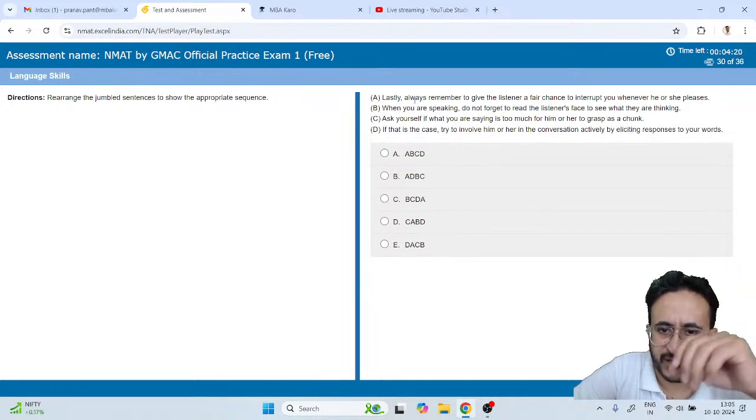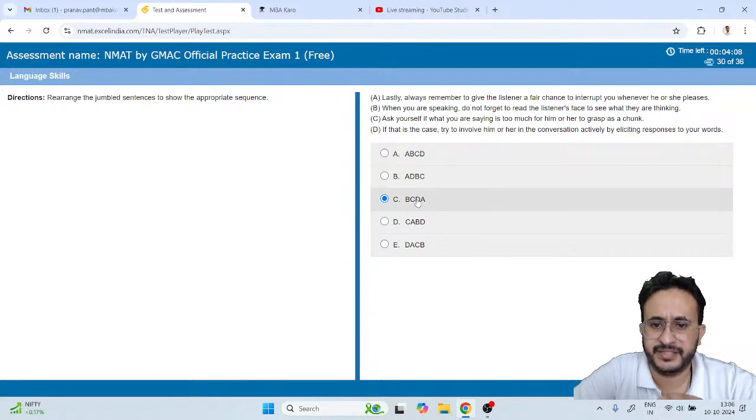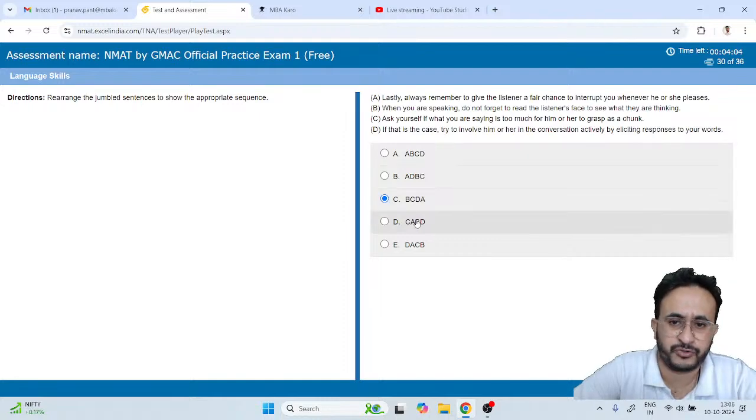Lastly, always remember, lastly should come last, ideally. But let's check. When you are speaking, do not forget to read the listener's face, what they're thinking. Ask yourself if that is the case, too much for him. Okay, so B, C, D, A makes sense because B is the introductory one. Lastly, of course, last में आना चाहिए.